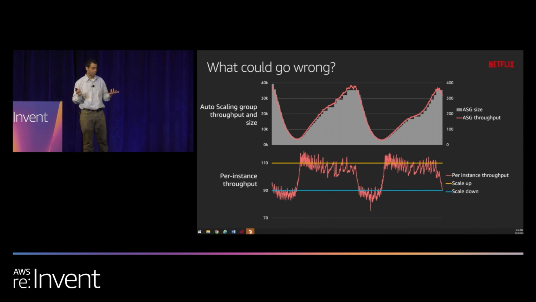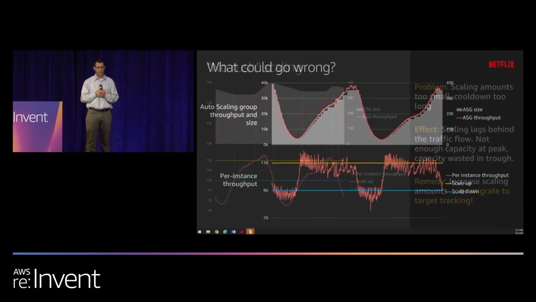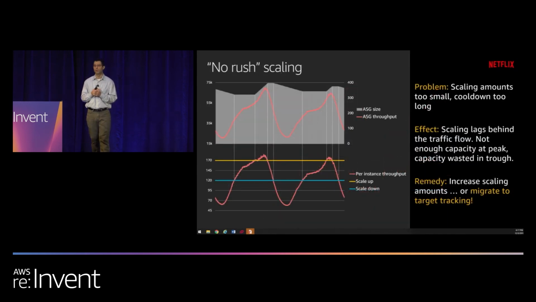OK, well, so it sounds relatively simple. Let's see how we can set up, or more likely, how we manage what mistakes we made in our environment when setting this up. So this is an example of misconfiguration. I call it the no-rush scaling.